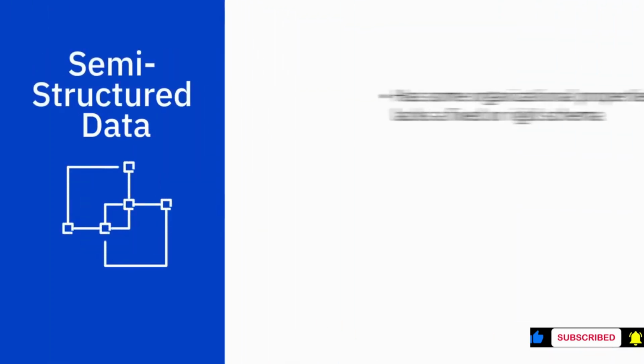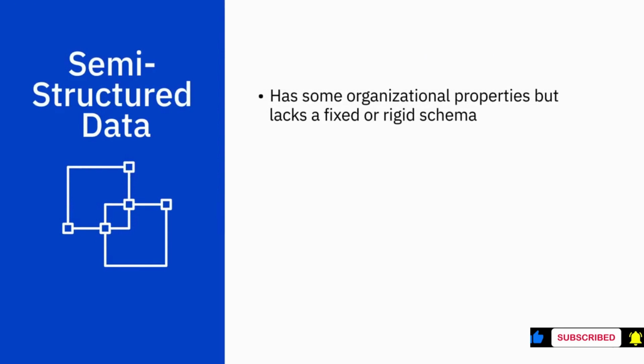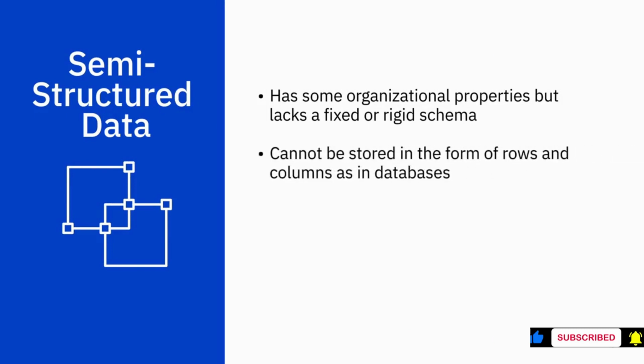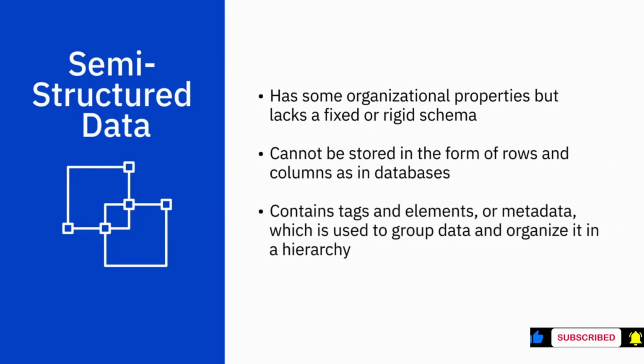Semi-structured data is data that has some organizational properties but lacks a fixed or rigid schema. Semi-structured data cannot be stored in the form of rows and columns, as in databases. It contains tags or elements or metadata, which is used to group data and organize it in a hierarchy.